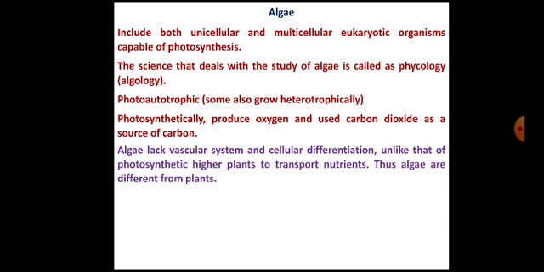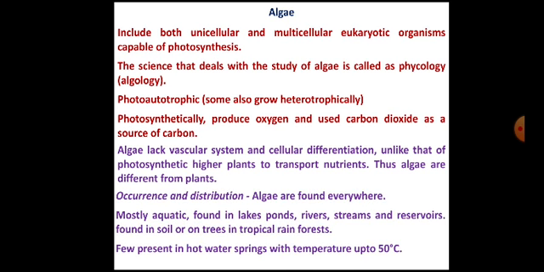organisms. So algae lack a vascular system and cellular differentiation, unlike photosynthetic higher plants, to transport nutrients. That means the food conducting tissue and water conducting tissue, these specialized differentiated tissues, are present in plants, whereas this type of tissue differentiation or vascular system is not present in algae, and that is the major difference that distinguishes algae from plants. But the common thing is that both are photosynthetic.